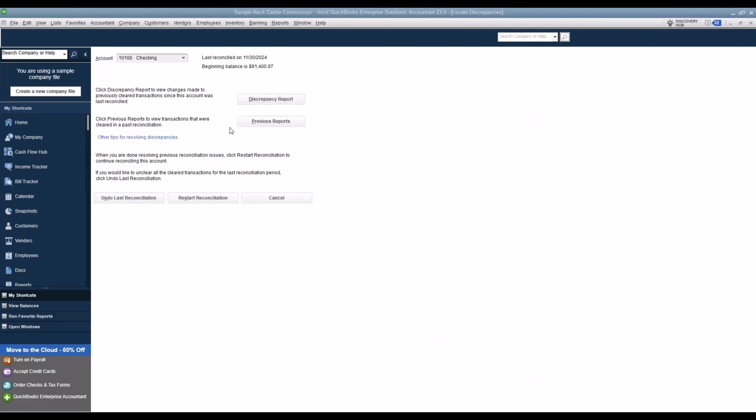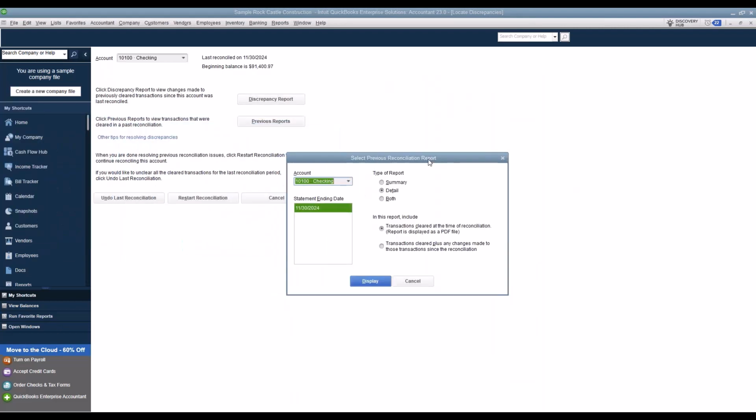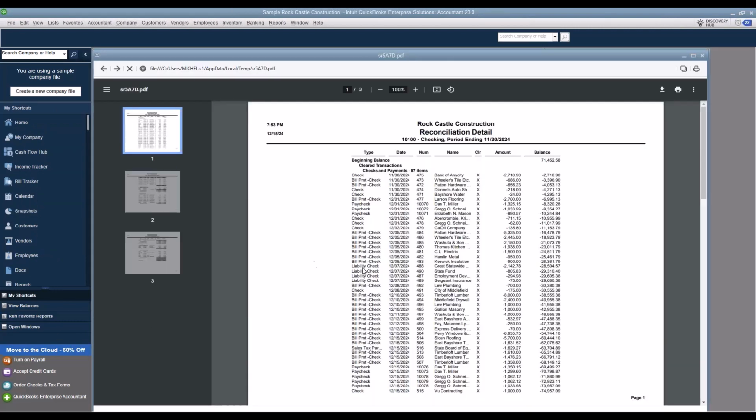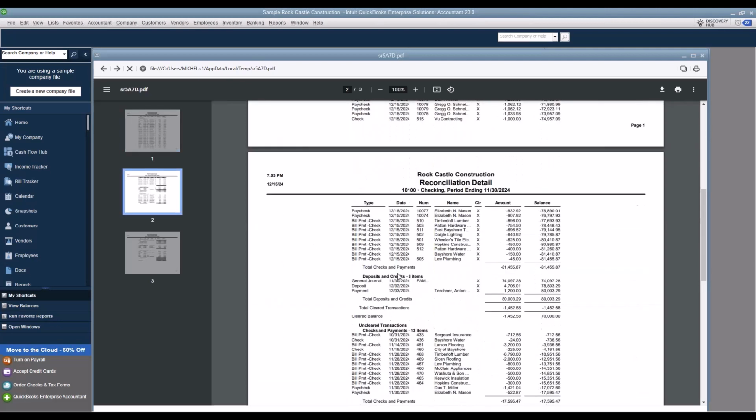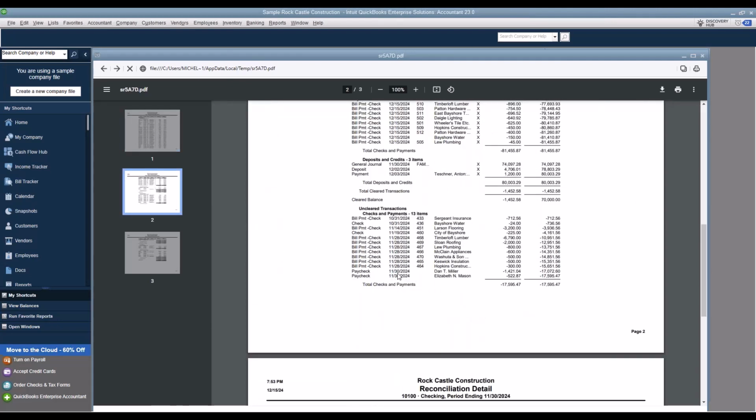Let's go ahead and take a look at our previous report. So I'm going to pull up that last reconciled report. Now, what I'm looking for here are uncleared transactions, okay? And you can find them midway down. Here we go, uncleared transactions. We have 13 items before the date of this reconciliation period.